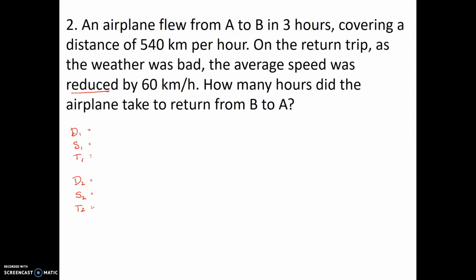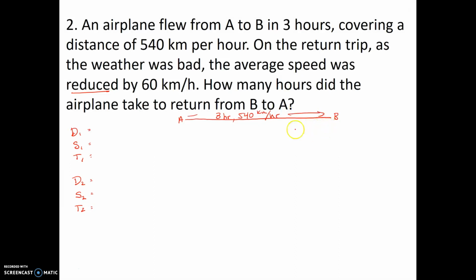And so we're just setting everything up right now. Let's also draw a model for this word problem. We have A and we have B. The airplane flew there for 3 hours at 540 kilometers per hour.